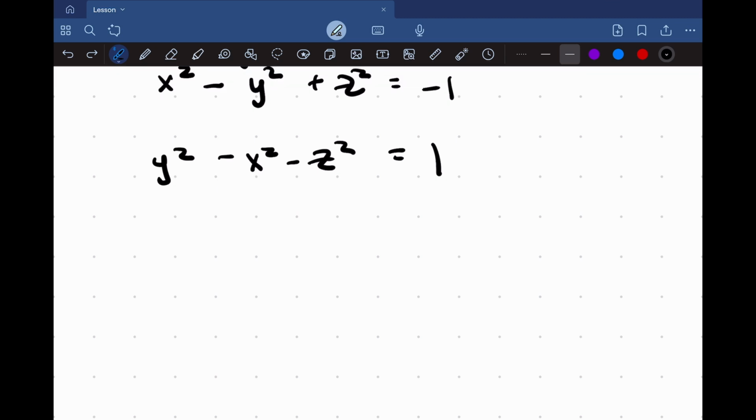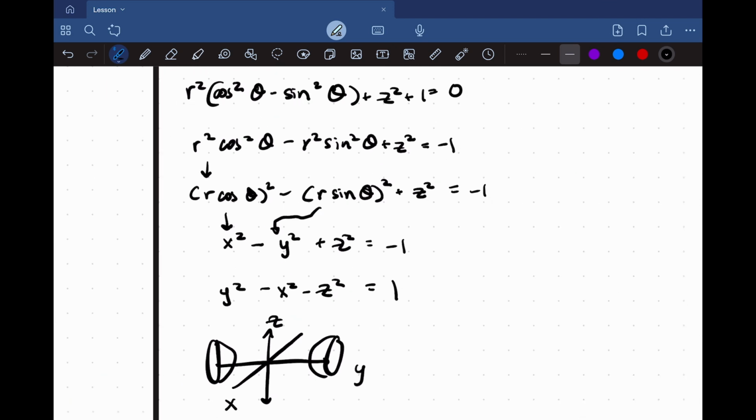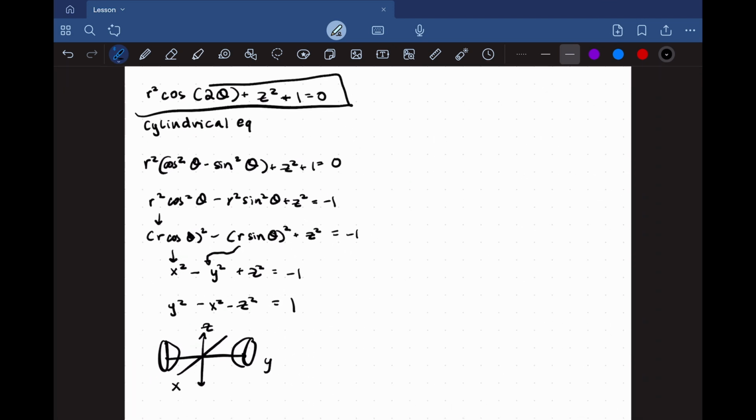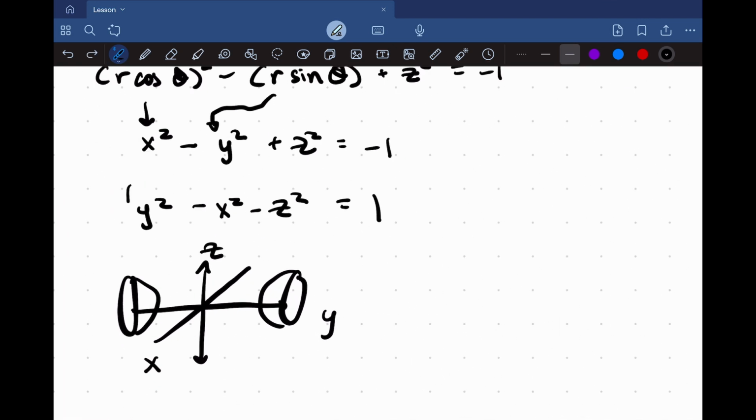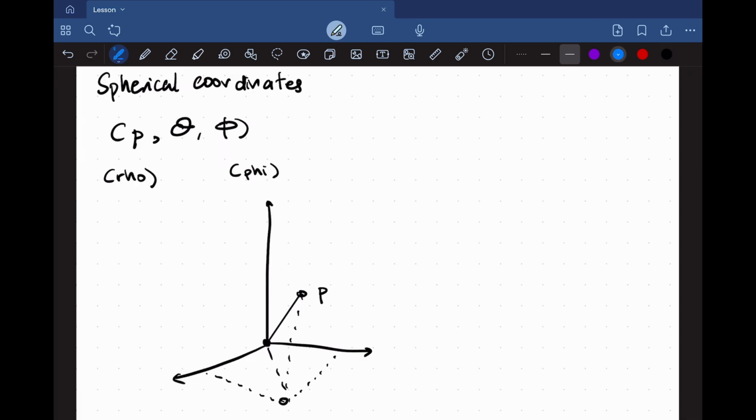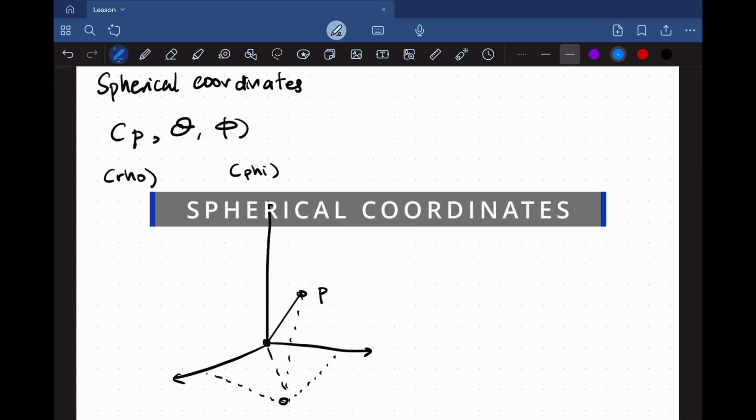And that goes along the y-axis. So it will look like something like... So you can see this is how we represent it in cylindrical. This is how we represent it as a Cartesian. So now we're going to be moving on to spherical coordinates.